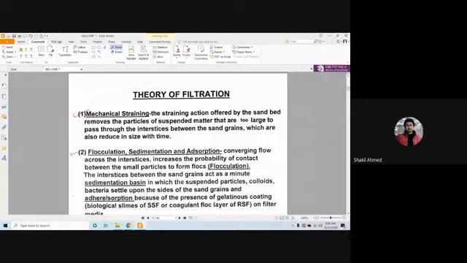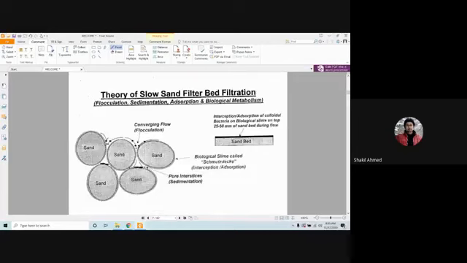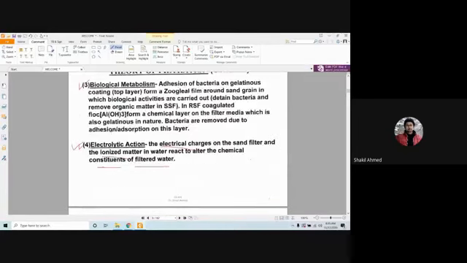So these are mainly the four mechanisms by which filtration removes pollutants from water: mechanical straining, flocculation, biological metabolism, and electrolytic action. Okay. So can you please repeat the fourth one? Electrolytic action, right?